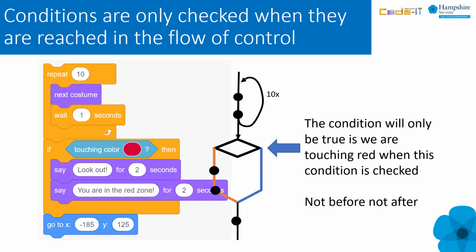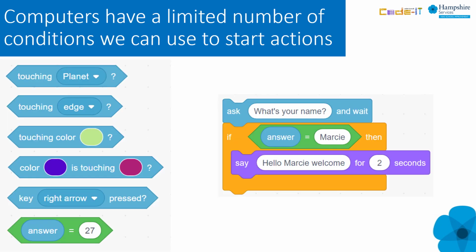The condition will only be checked if we are touching red when this condition is checked. If it was touching red during the count controlled loop at the start of this, all the way through, but then stopped touching red on the 9th loop, it would not be true. Earlier we talked about conditions being questions we could answer yes or no, true or false to. Here we are further refining the concept when it works on a digital device, explaining to pupils that Scratch, or any programming language really, has a limited number of possible conditions to choose from, unlike conditions in algorithmic form.